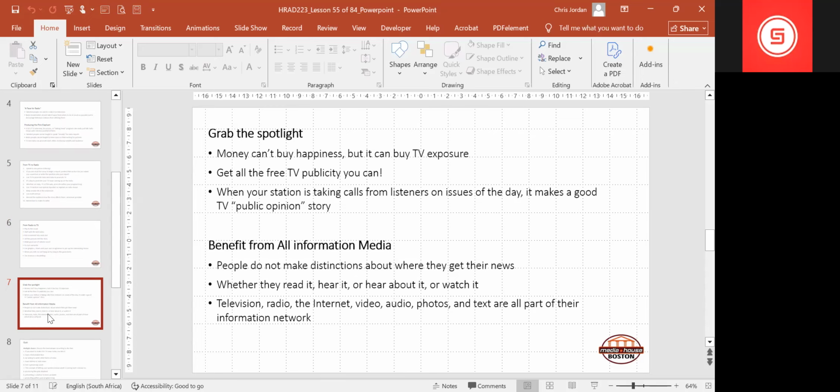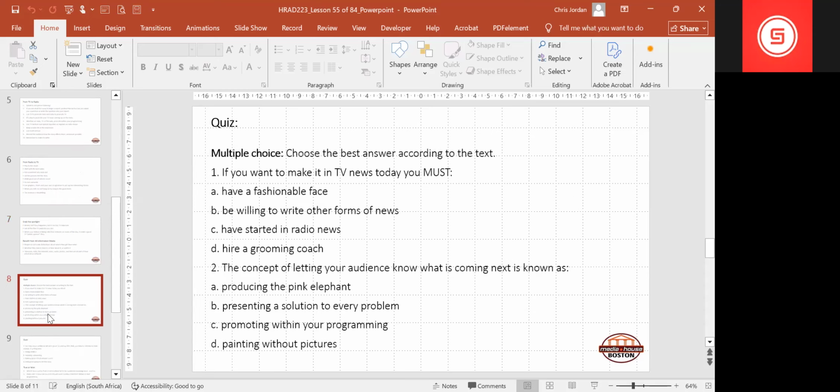Or on these slides. People do not make a distinction about where they can get their news, whether they read it, hear it, or watch it. They don't care. Well, they care because they have a preference, but they just want it to be good. Television, radio, the internet, video, audio, photos, text, all part of the information network.